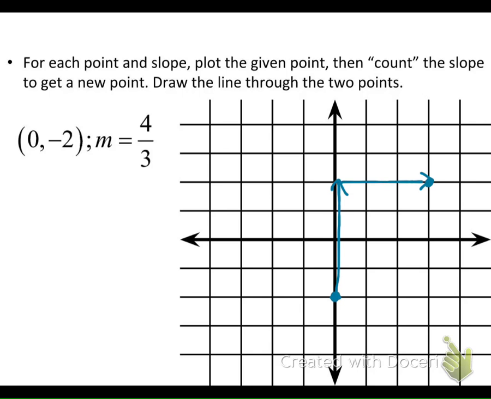Okay? And now I'm going to draw my line. Make sure your line goes through both points. You draw your arrows. And that's it.